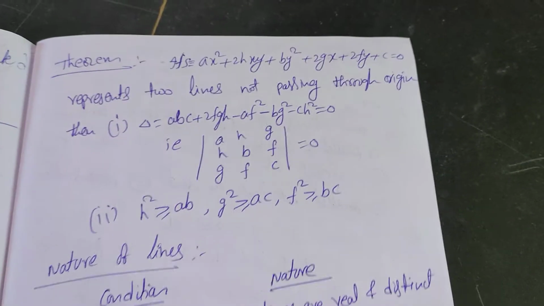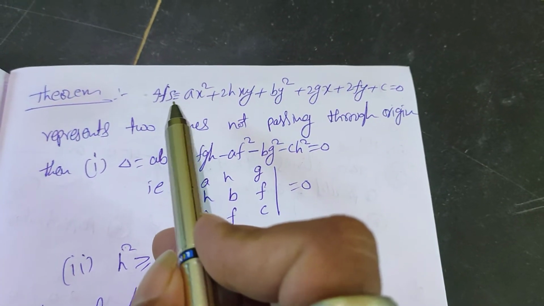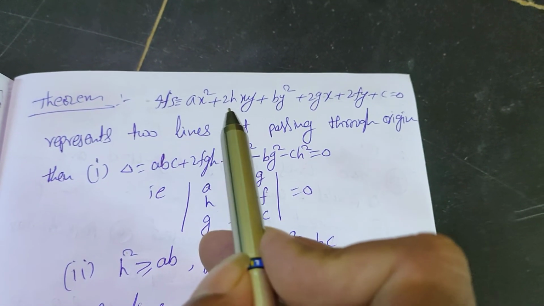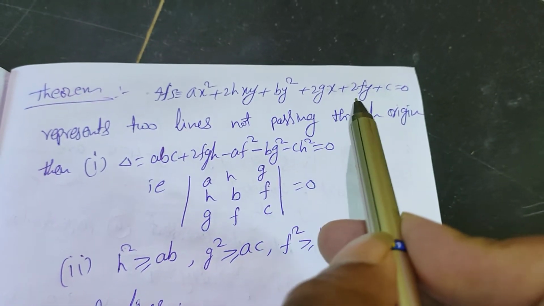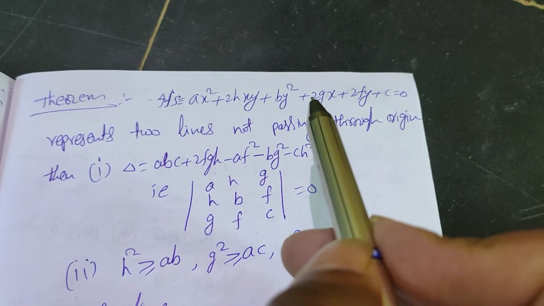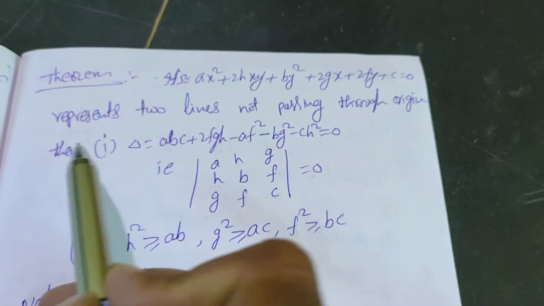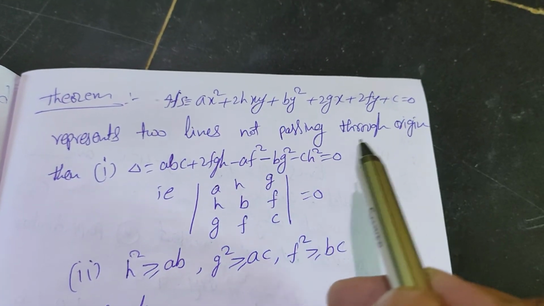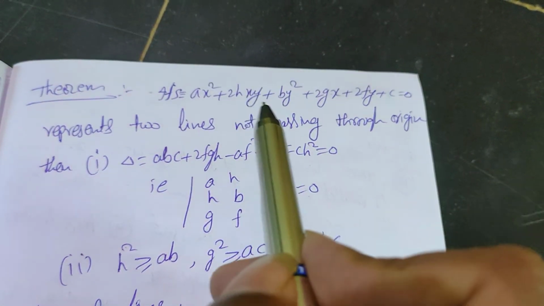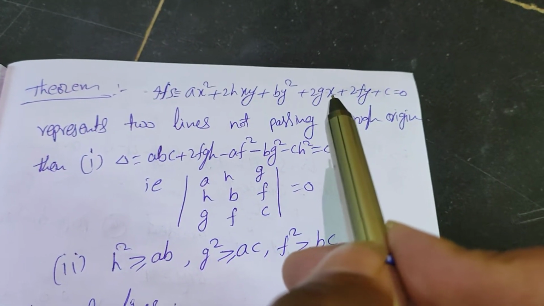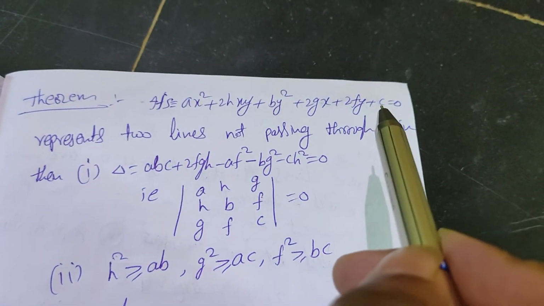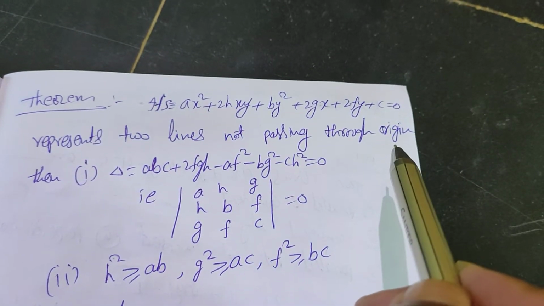Good morning, students. Our next theorem: if S, nothing but this equation, ax square plus 2hxy plus by square plus 2gx plus 2fy plus c is equal to 0, this is the general equation of second degree, represents two lines not passing through origin. This means the second degree equation represents a pair of lines, and here a constant is there, so it is not passing through origin.